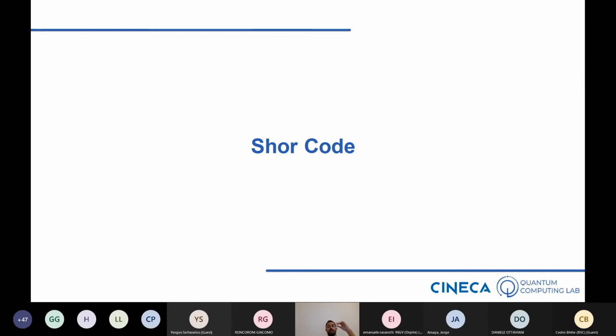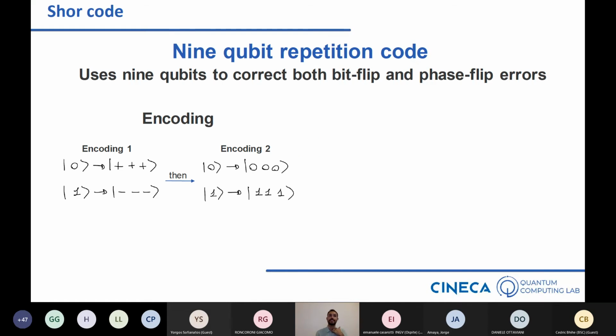Okay. Finally, the last thing that I'm gonna show you is the Shor code, which is a repetition code that can correct both phase flip and bit flip. And the encoding goes like this. At first, one thing I forgot to say is that you can correct both bit flip and phase flip errors using 9 qubits. Okay. So basically, how do you do it? You encode.